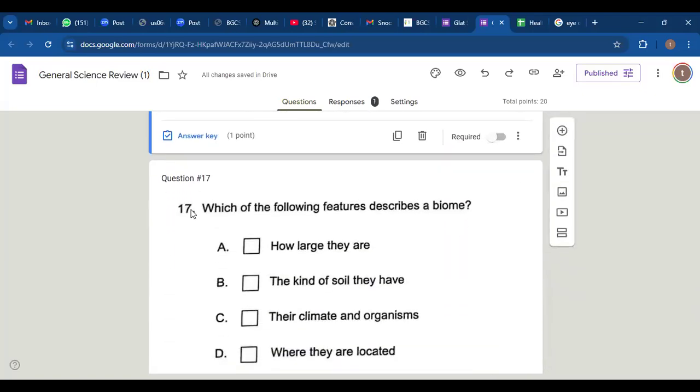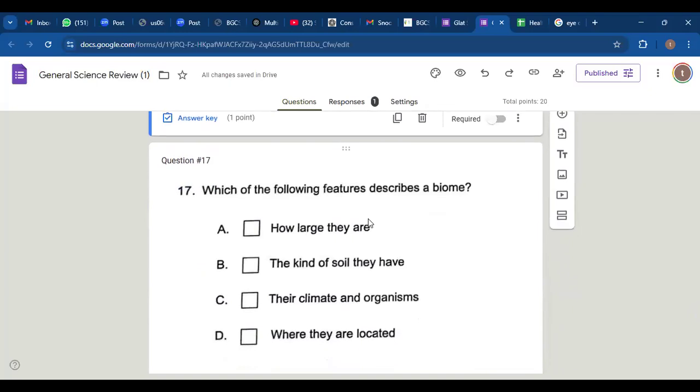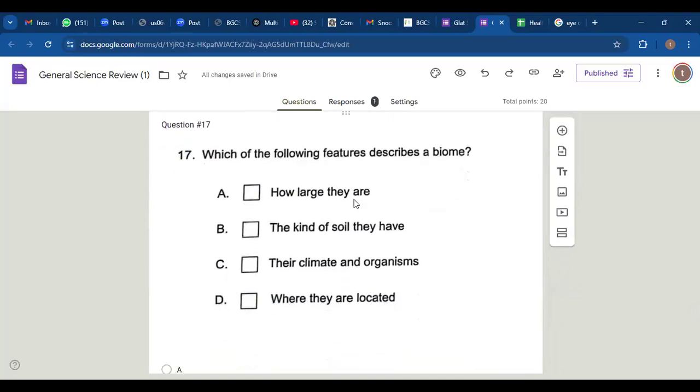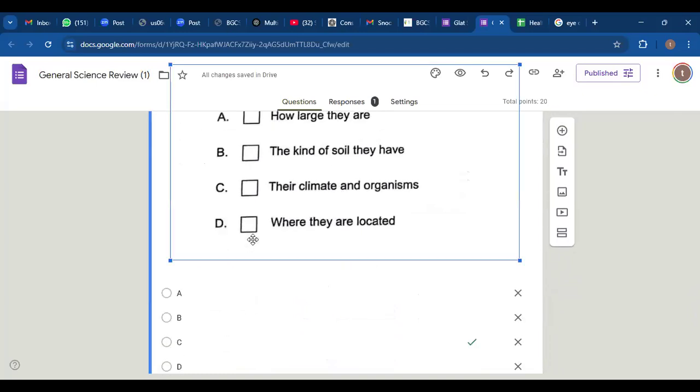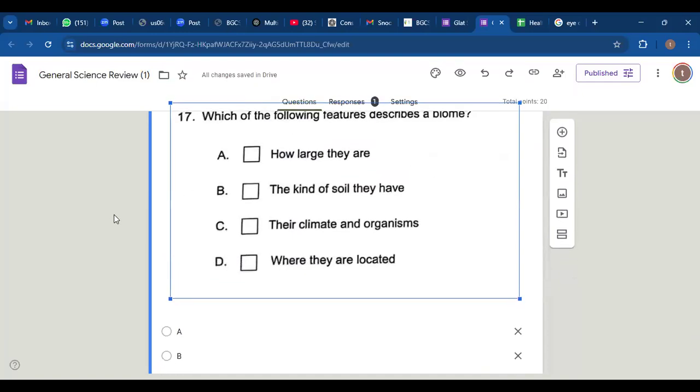Number 17. Which of the following features describes a biome? Is it A, how large they are? B, the kind of soil they have? C, their climate and organisms? Or D, where they're located? C, their climate and organisms. Very good.